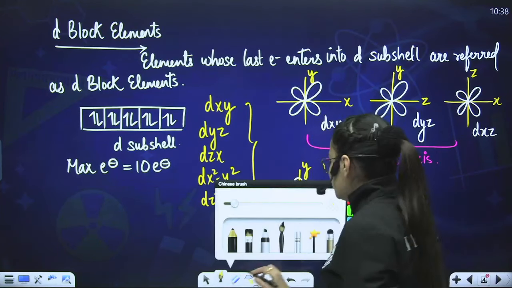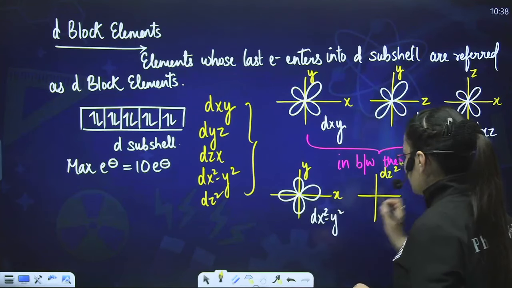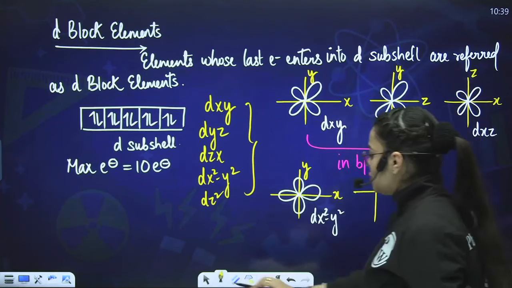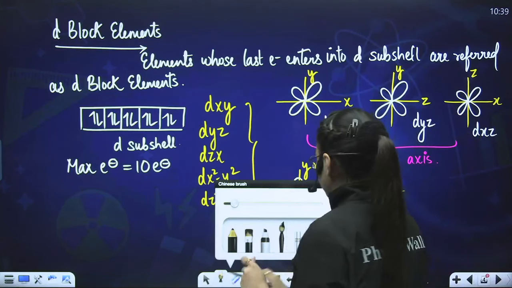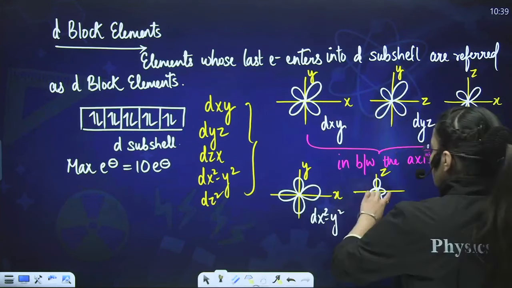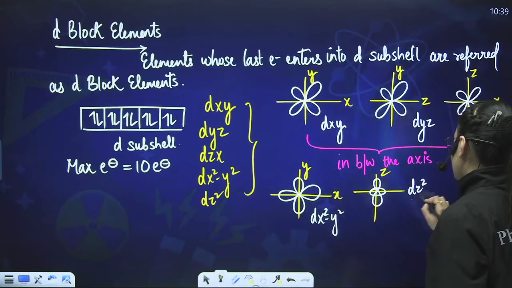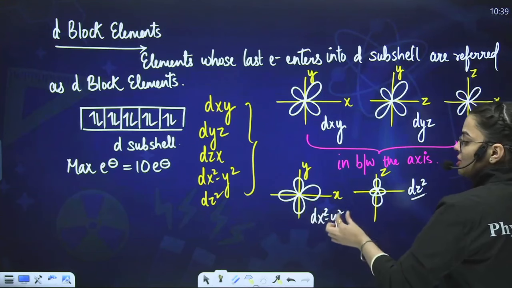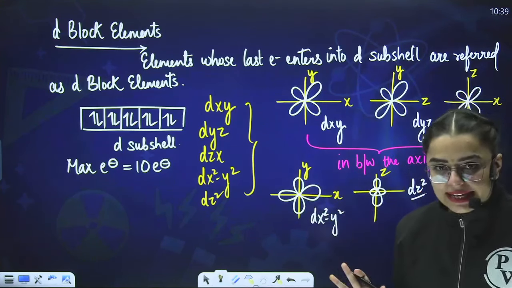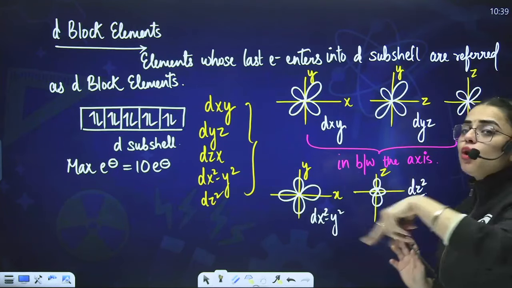Now if I have to draw the structure for dz square, do remember this thing, that in the case of dz square, if it is your z-axis, the lobes shall be present like this. There is a ring-like structure over here. Basically, this is the structure for dz square, and this is the structure for dx square y square. Both of these structures are present on the axis. Its structure is quite different from all of these, but yes, it is again present on the axis.